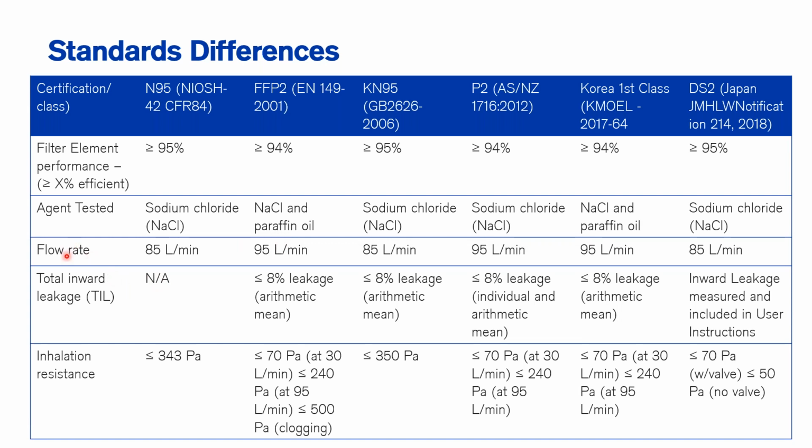Next, we'll touch on the inhalation flow rate. The testing might be different: 85 liters per minute for NIOSH N95, while FFP2 we are testing at a slightly higher flow rate. And we also measure, in FFP2 under the EN standards, the total inward leakage. That means, based on the calculation of the arithmetic mean itself, you see what the leakage is when the air is actually being breathed through the filters itself.